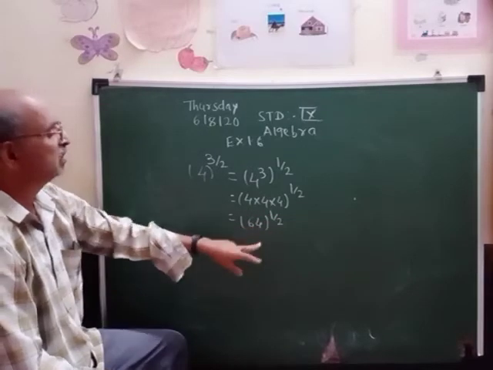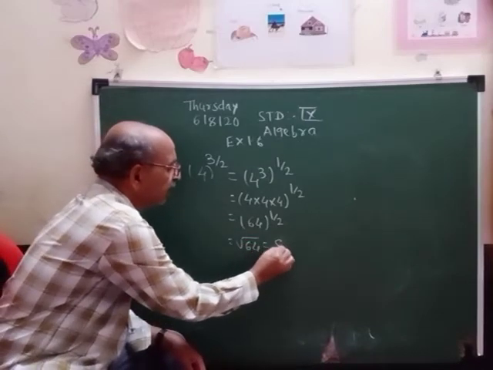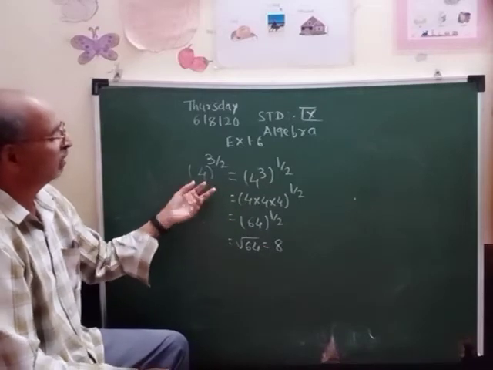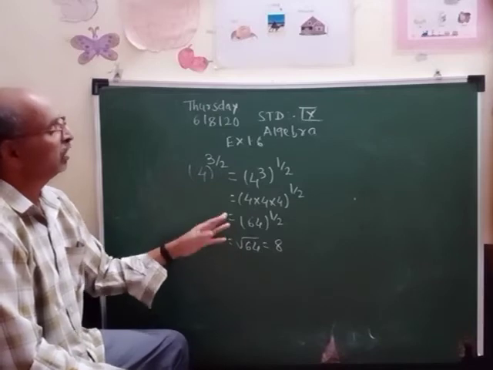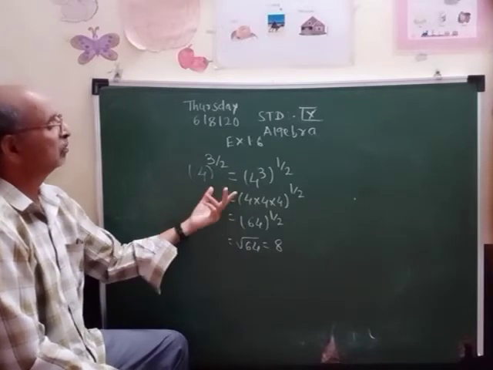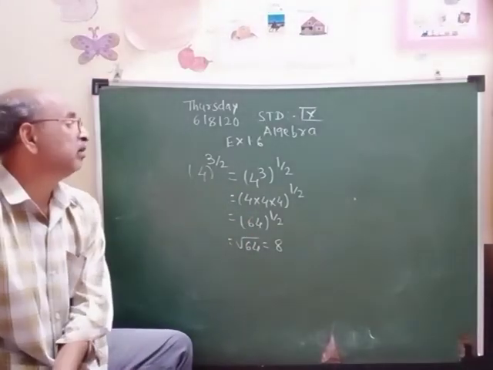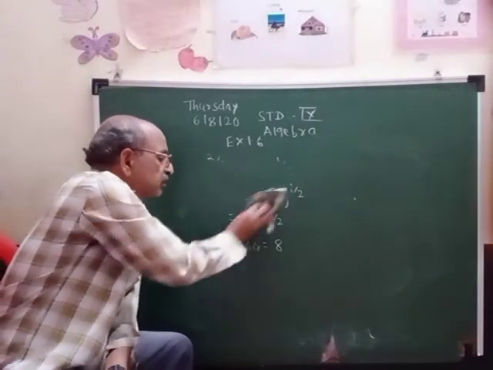And 1 half means square root. So you know the square root of 64 is 8. So the answer of this question, whatever example we have taken, is 8. So in this way we can use these rules which I studied for exponents, for rational numbers. We can use this rule and solve the examples based on these rational numbers.